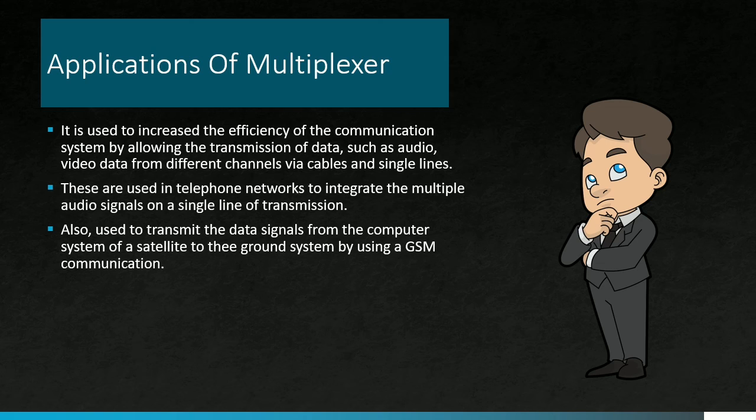Now we will see the applications of a multiplexer. It is used to increase the efficiency of the communication system by allowing the transmission of data such as audio and video from different channels via cables and single lines. These are used in telephone networks to integrate multiple audio signals on a single transmission line. And third, it is also used to transmit data signals from the computer system of a satellite to the ground system by using GSM communication.